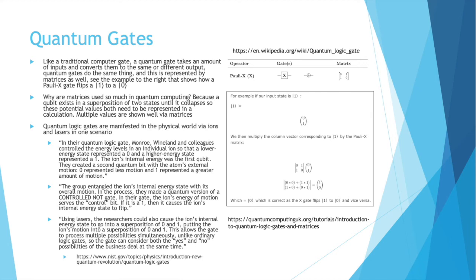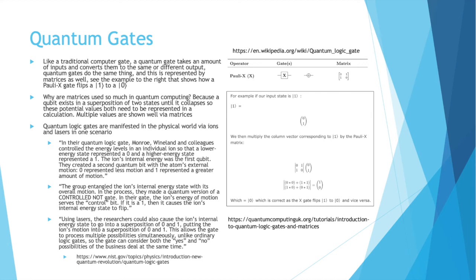What are quantum logic gates made out of in the real world? Well, they're implemented via ions and lasers in one scenario I found with my research. In a lower energy state, the ion represented a 0. In a higher energy state, it represented a 1. The ion's internal energy was the first qubit.